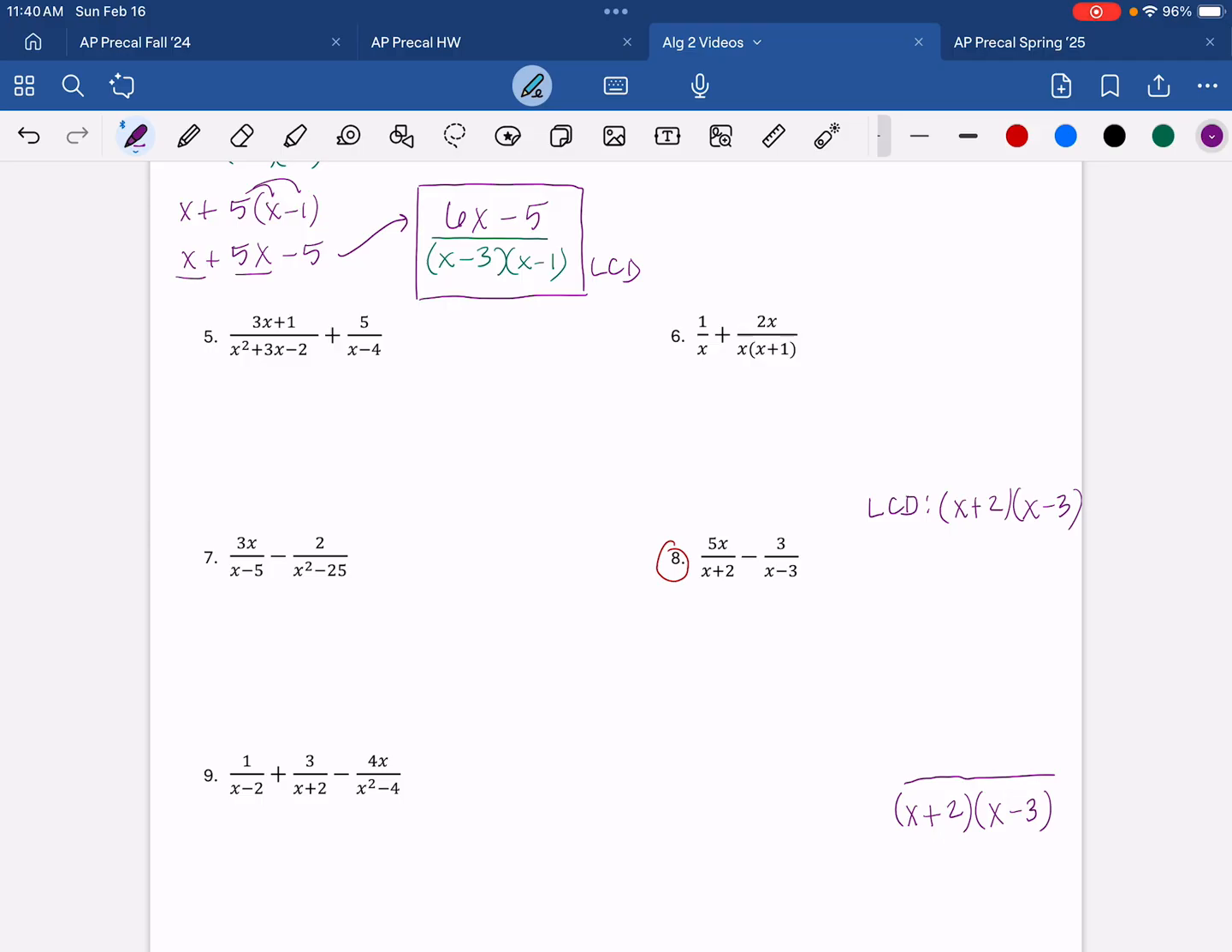Okay, so the first fraction needs the x minus 3, while the second fraction needs the x plus 2.